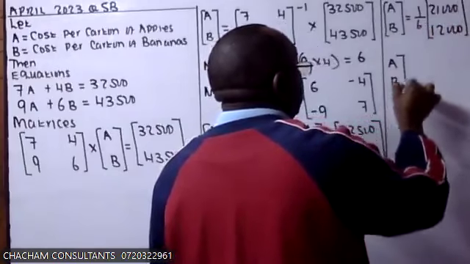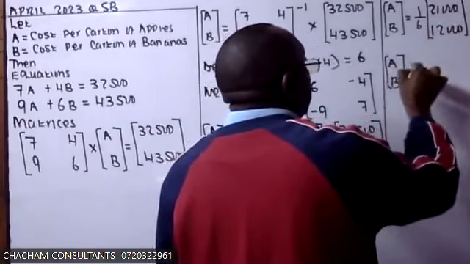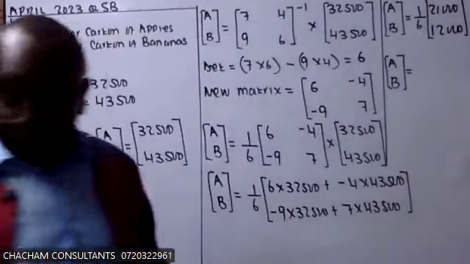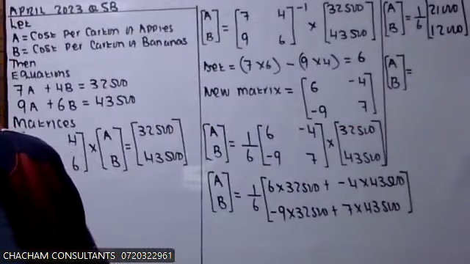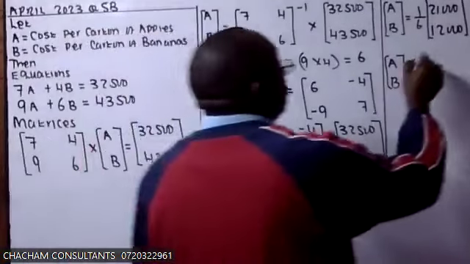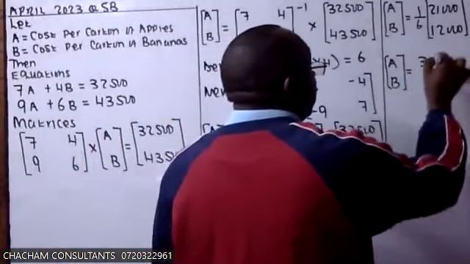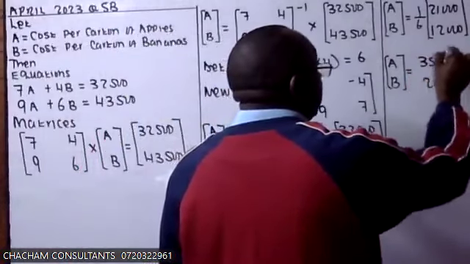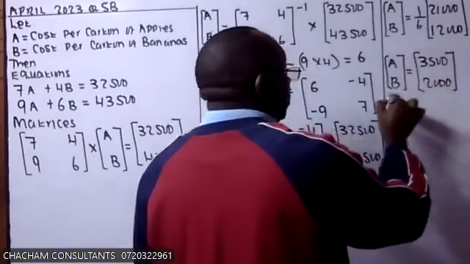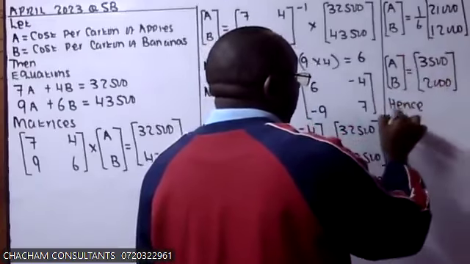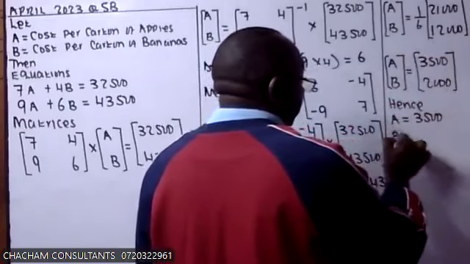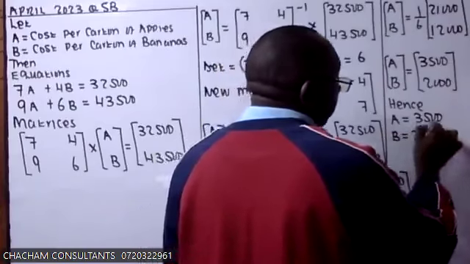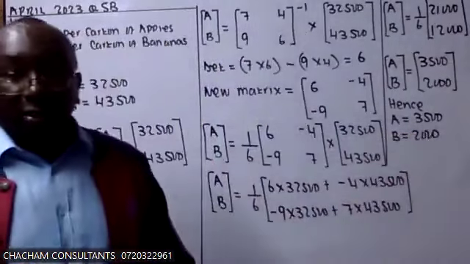So this is, when you open the brackets, you divide, this goes to 3,500 and this is 2,000. So hence, or thus, A is 3,500 and B is 2,000. Yeah, so that is how it's solved.